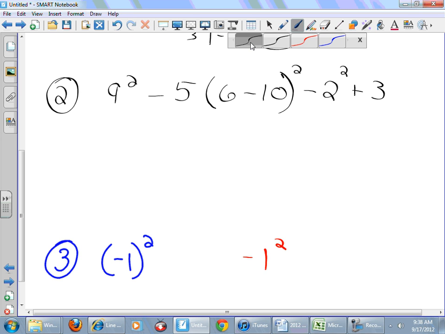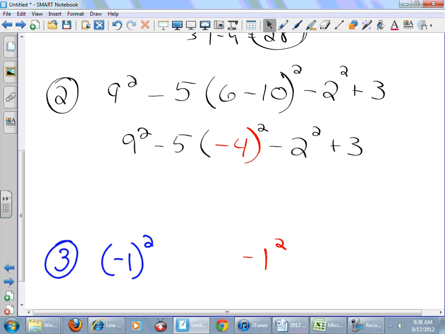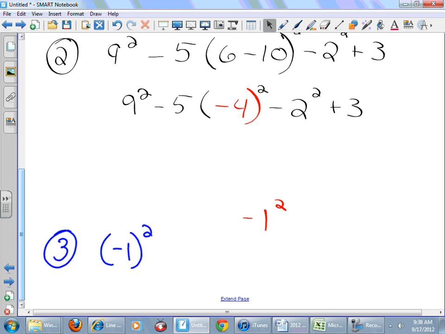So I'm going to have 9 squared minus 5, and inside the quantity, it looks like I'm going to get a negative 4. Inside the parentheses, that is. Then I'll have a minus 2 to the second plus 3. Oops, I lost a little exponent there, didn't I? Yeah, I should probably shift this down a little bit. There we go. So I have a little more room to write.